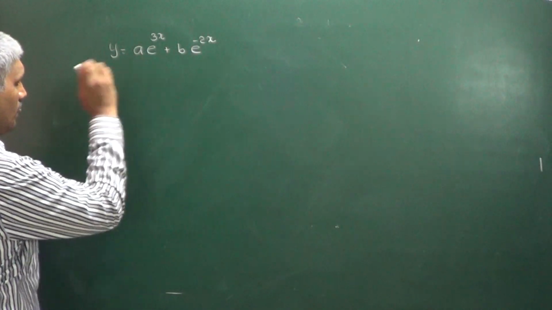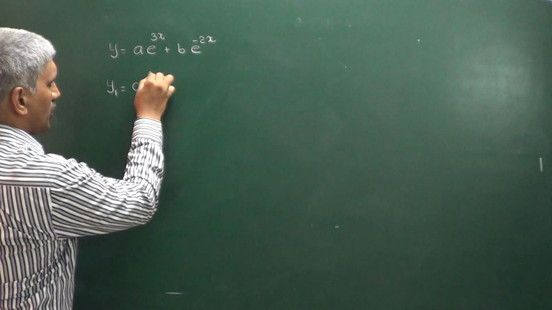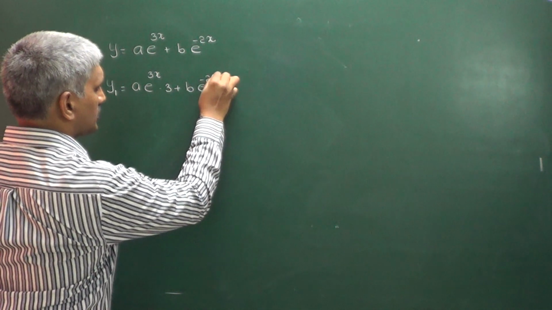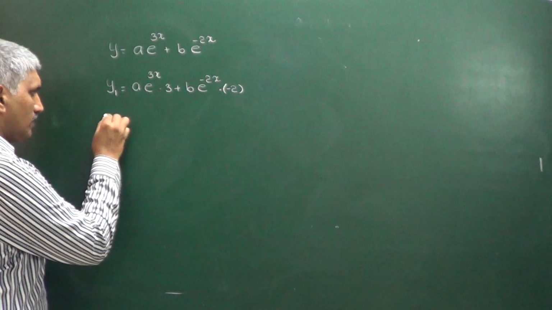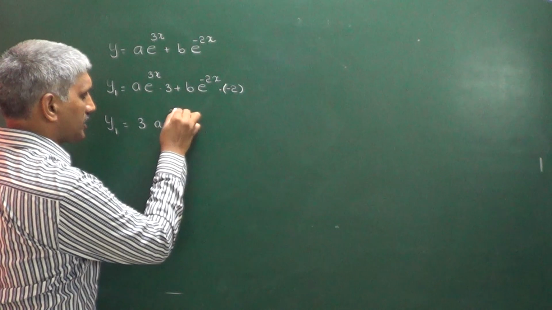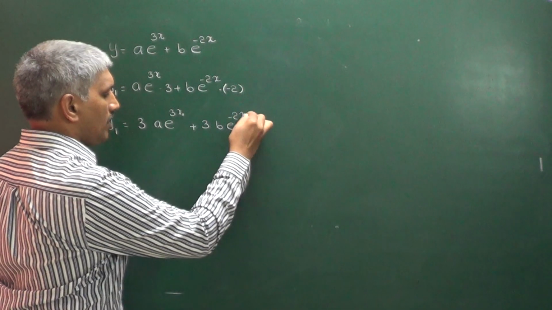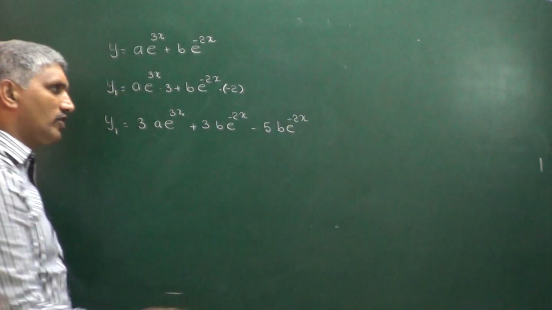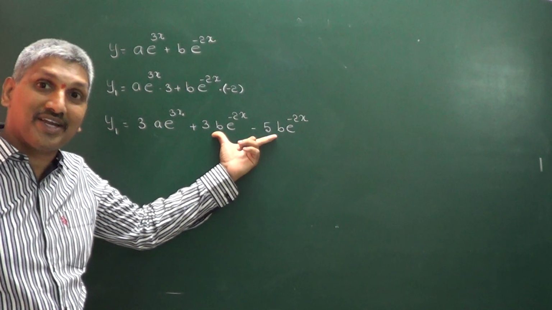Observe here. So y1 we are finding. y1 is equal to a into e to the power of 3x into 3 plus b into e to the power of minus 2x into minus 2. That is the first differentiation. What I am doing, observe here: y1 is equal to 3 into a into e to the power of 3x plus 3 into b into e to the power of minus 2x minus 5 into b into e to the power of minus 2x. I hope everyone follows this. Here minus 2 times is there, that I have written as 3 minus 5, minus 2 times only.